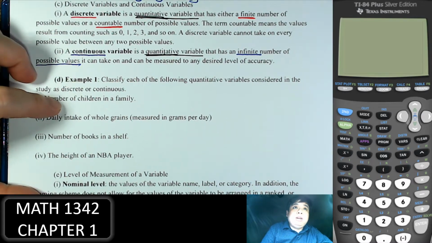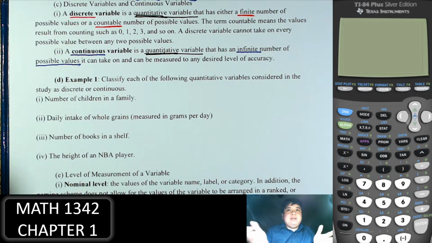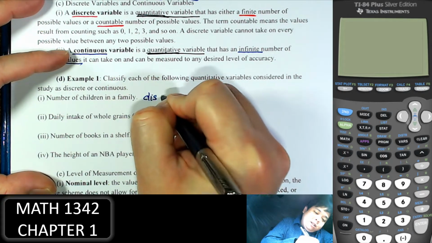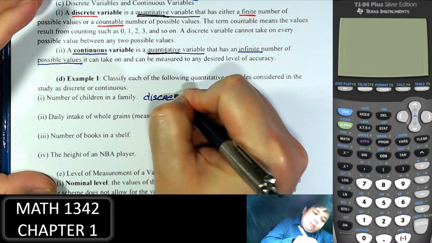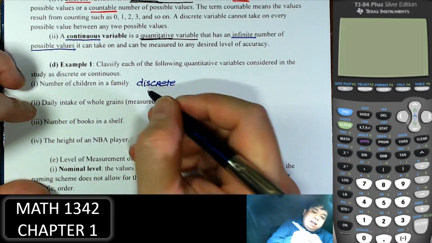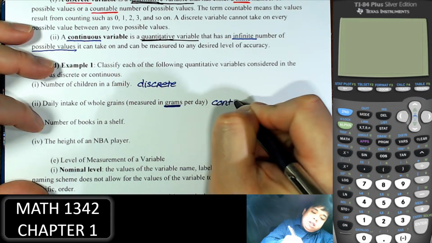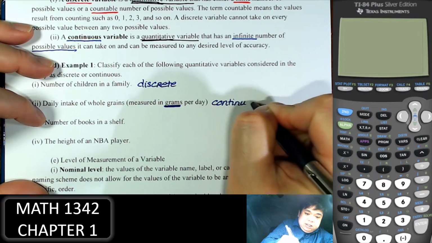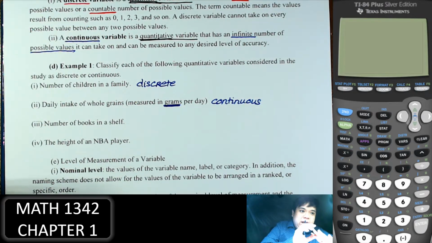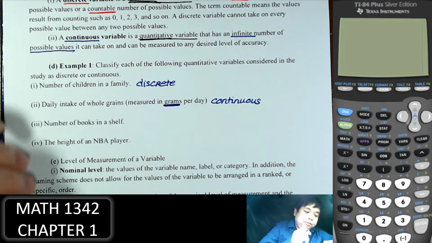So number of children in your family, well, that has to be discrete because we cannot have half of a child, right? So this is discrete. Daily intake of whole grains measured in grams. Now this is continuous because it can be as small as any number. We could have like 2.5 or 2.55 or any values.